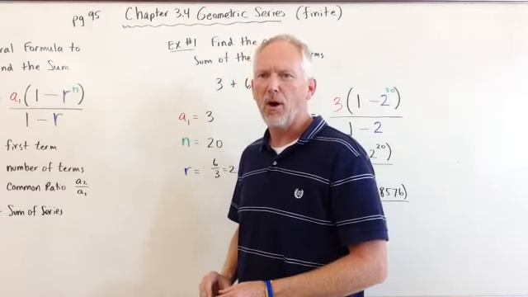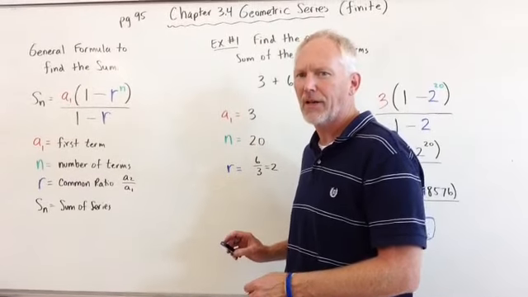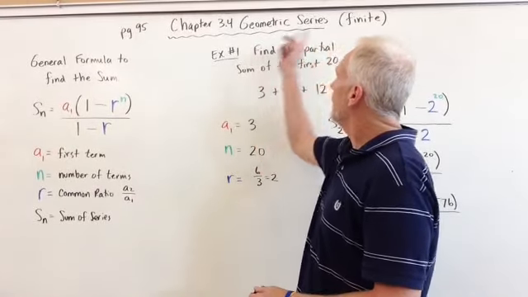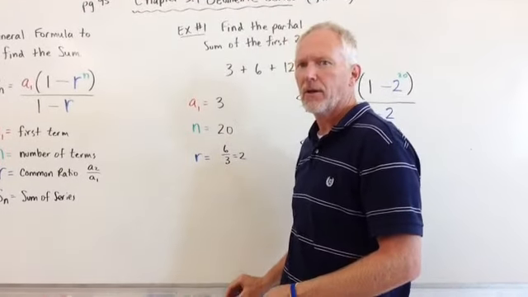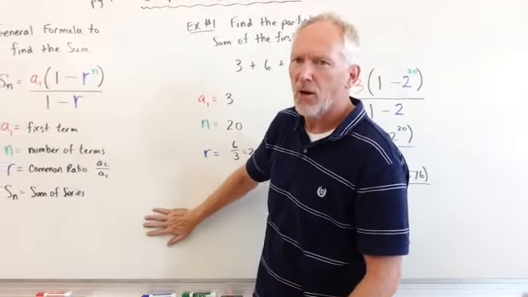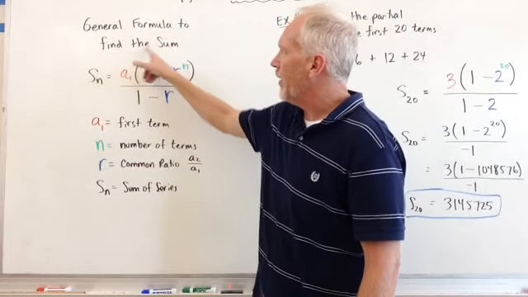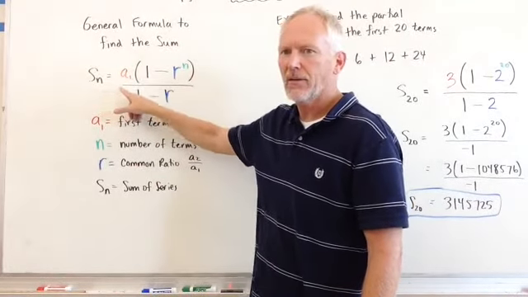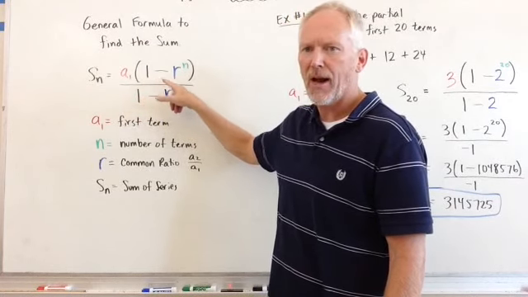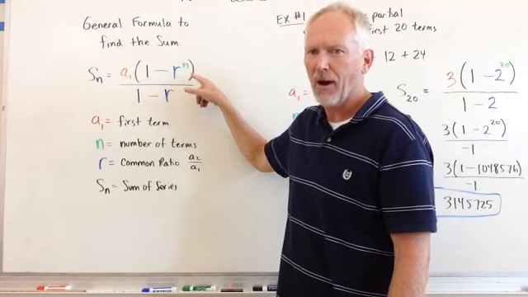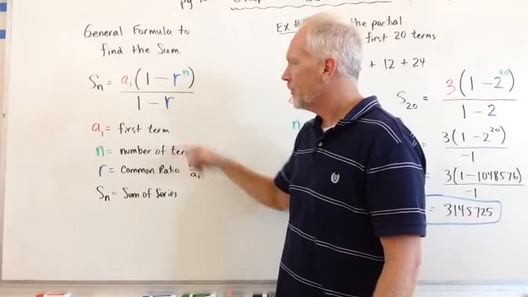We're going to do a quick video on Chapter 3.4, Geometric Series: how to find the sum of a finite geometric series. The general formula to find the sum is S sub n equals a sub 1 times the quantity 1 minus r to the nth power, all divided by 1 minus r.